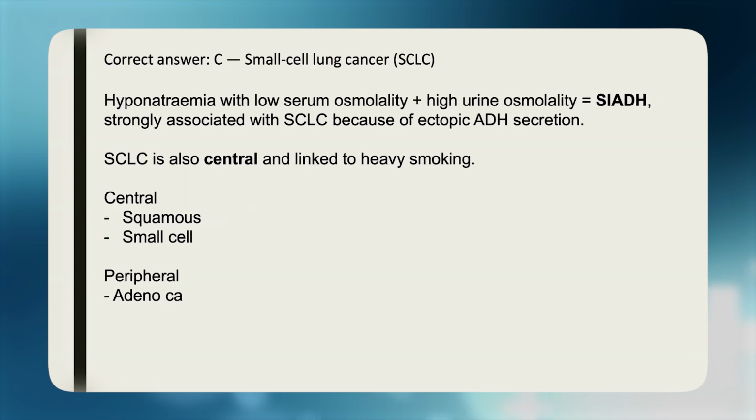Okay. In the malignancy of the lung, there are a lot of paraneoplastic syndromes. So you have to remember which kind of lung cancer causes which kind of paraneoplastic syndromes. So this is a small cell lung cancer. Hyponatremia with low osmolality is most likely a syndrome of inappropriate antidiuretic hormone secretion. Okay, it's mostly associated with small cell lung carcinoma.